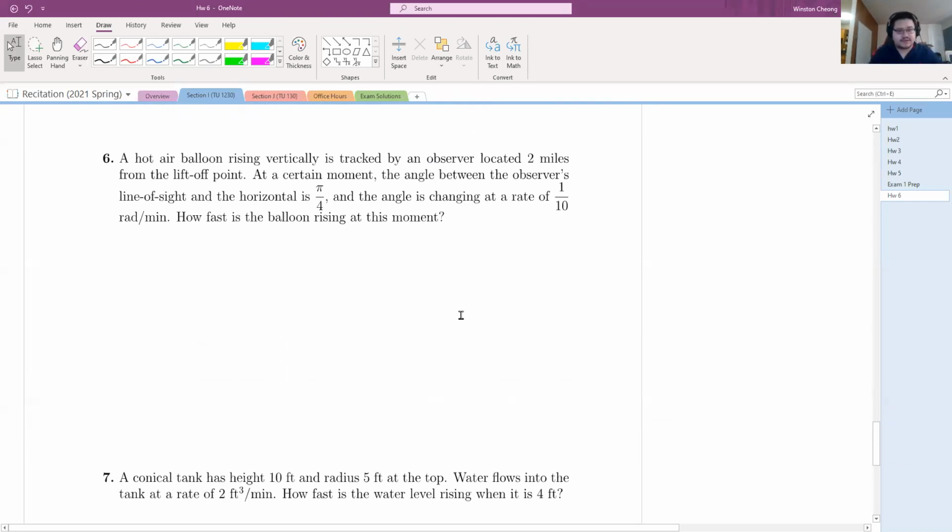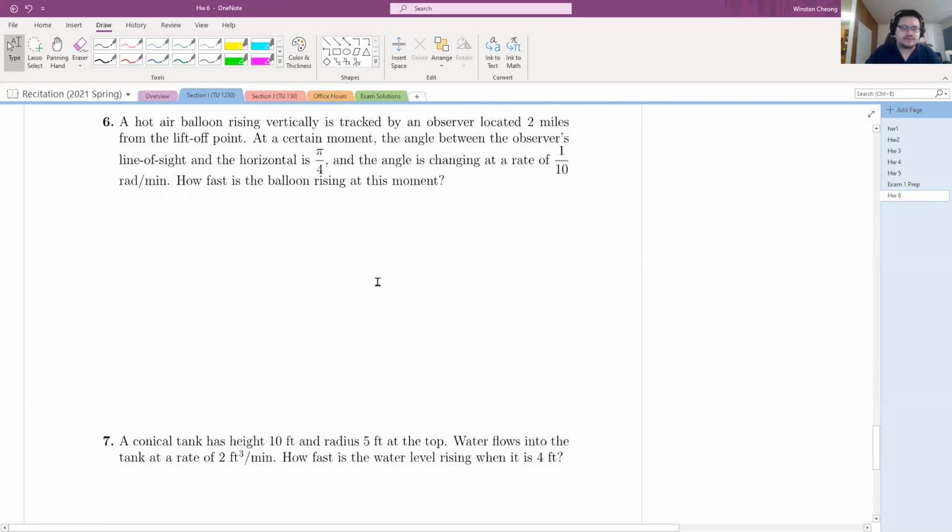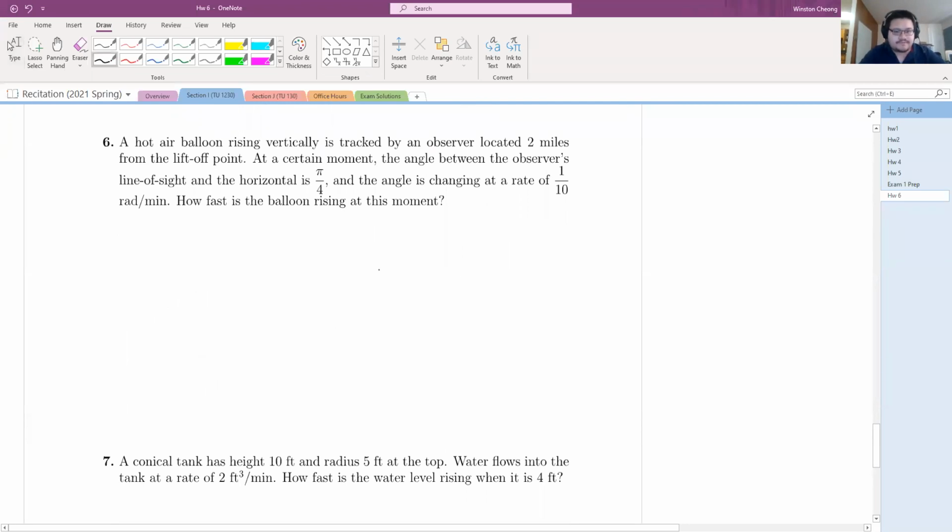All right. So number 6, actually, number 6 isn't so bad, as long as you're comfortable with the trigonometry. For this one, we've got a hot air balloon and then an observer. So again, this is a triangle, but in this case, maybe I'll use H for height.